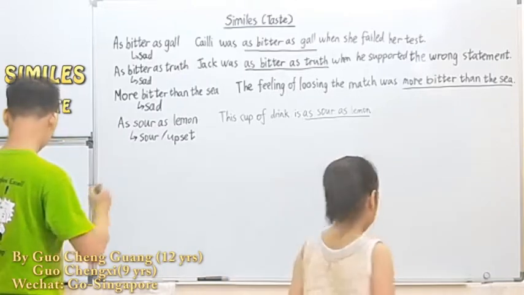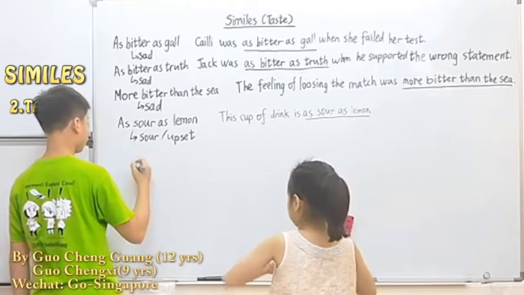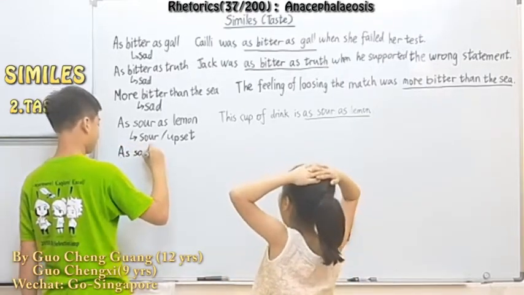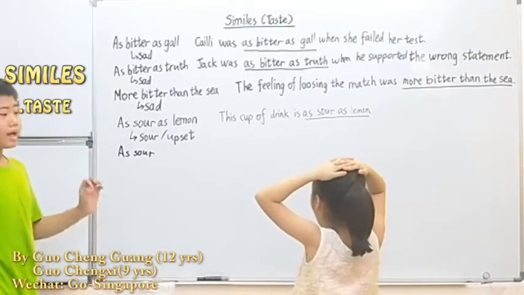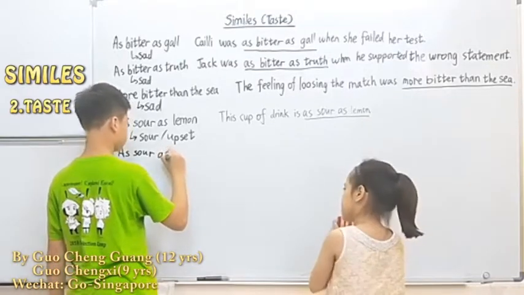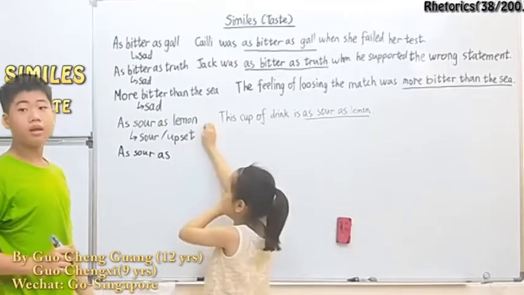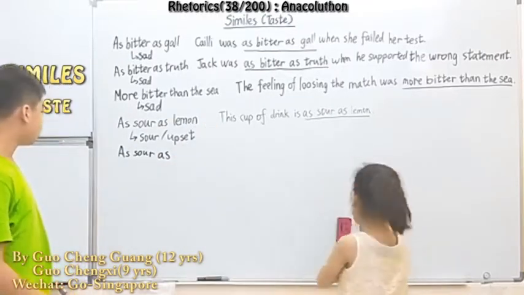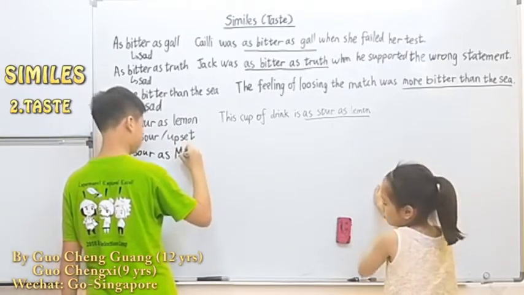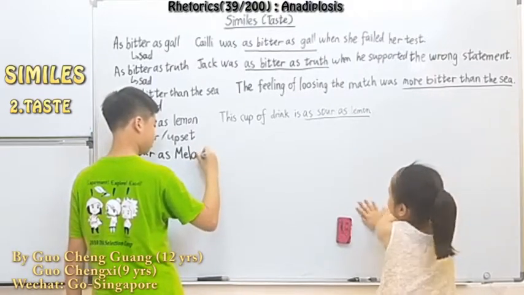Another one. So, sour. What else can you use to describe sour? As sour as something. What else can be sour? Lime. But lime is similar to lemon, right? So any others? How about this word?